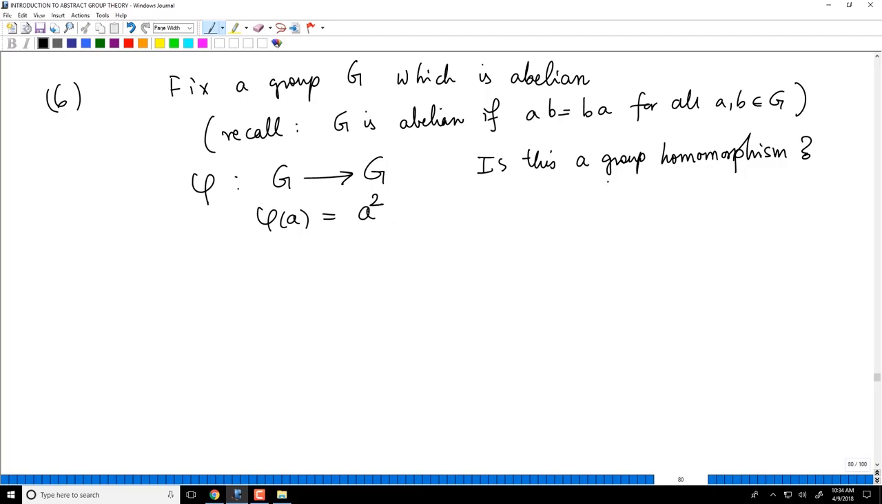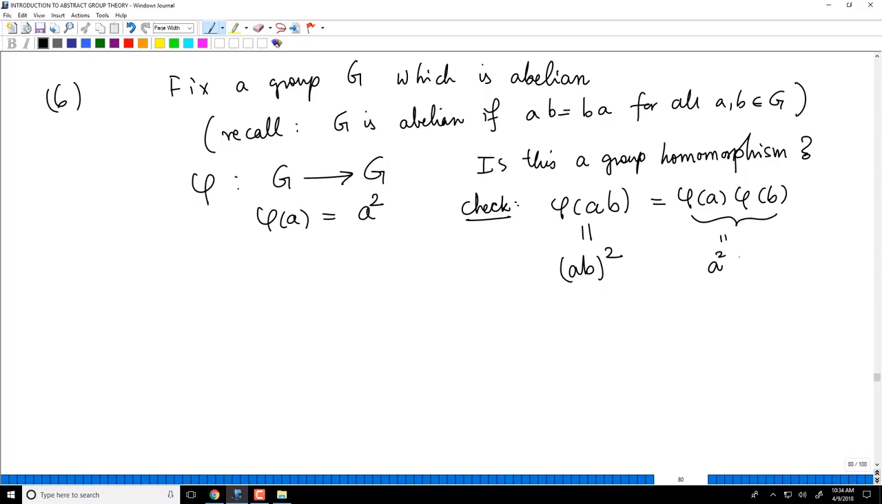So we have to check, remember, phi of AB should equal phi of A times phi of B. Let's just write both sides of this equation. What is phi of AB? This is AB squared, right? That is the definition. Send any element to its square. And phi of A times phi of B is A squared times B squared. Phi of AB is AB whole squared. Now, are these two equal?